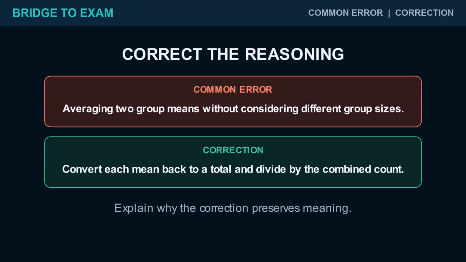Watch for this common error. Averaging 2 group means without considering different group sizes. Correction. Convert each mean back to a total and divide by the combined count.